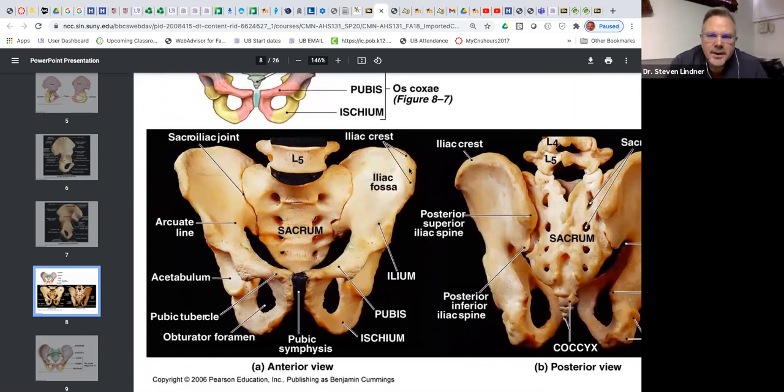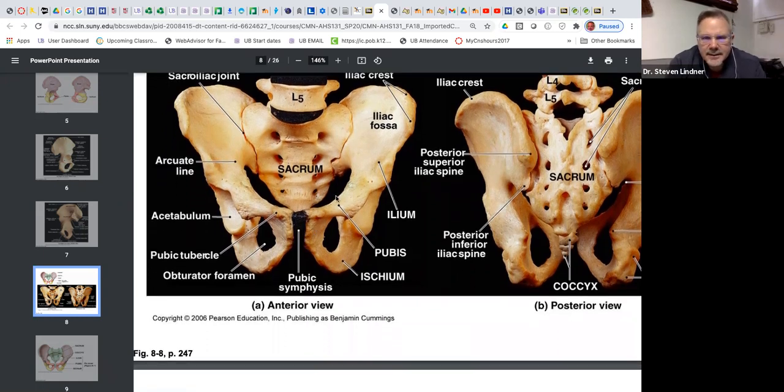Okay, so here's the iliac crest. Right here is the anterior superior iliac spine. And then right here would be the anterior inferior iliac spine. Same thing here: iliac crest, anterior superior iliac spine, anterior inferior iliac spine. Here's the pubic symphysis. Here's your sacrum. Here's your sacroiliac joint, this line right here. That's your SI joint or sacroiliac joint.